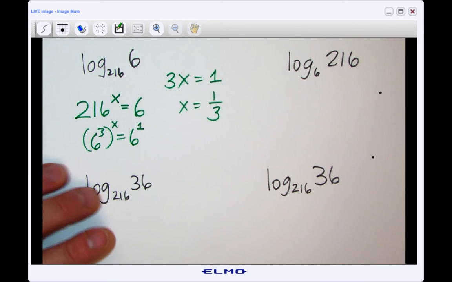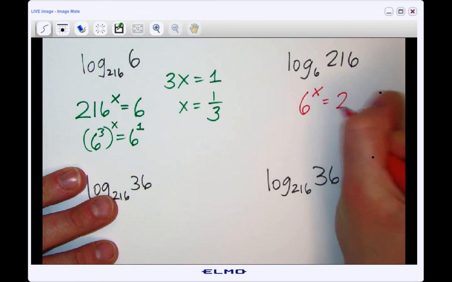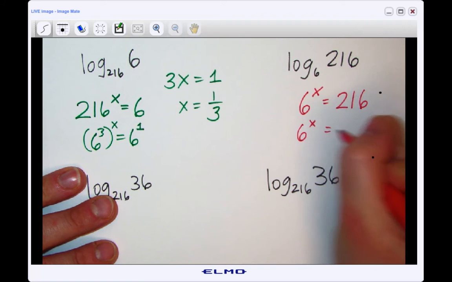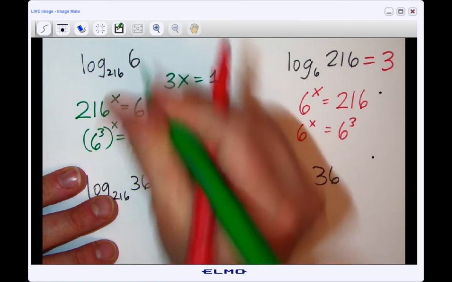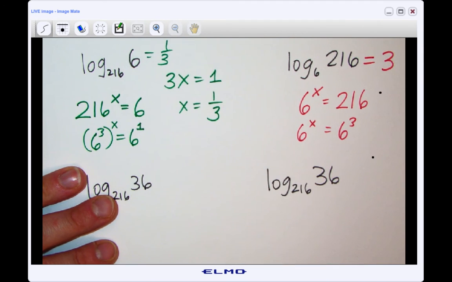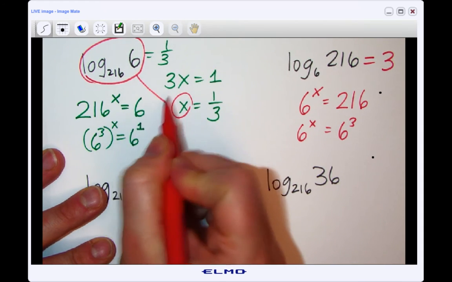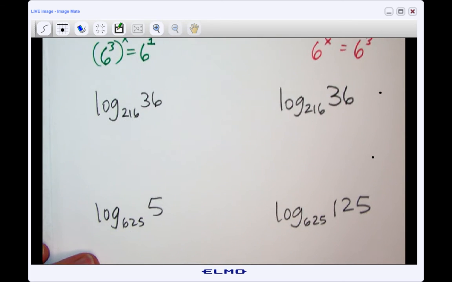And if we switch it around this way, right, this one says something just a little different. This says 6 to the x is equal to 216. So 6 to the x is equal to 6 to the 3rd. So obviously we have a 3. And hopefully you know this whole thing. I didn't write it here, but that's equal to 1/3. So my x in this one is standing for this whole expression. These two things are the same, right? I'm letting the x equal that little expression, log base 216 of 6.